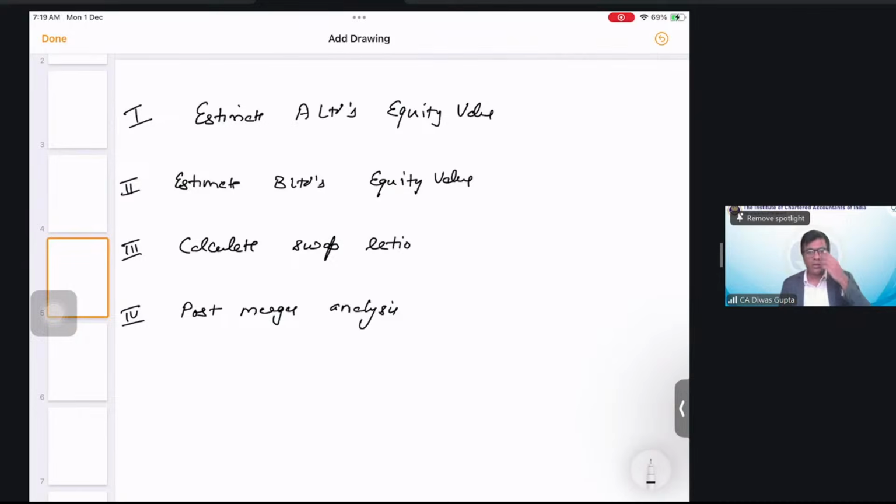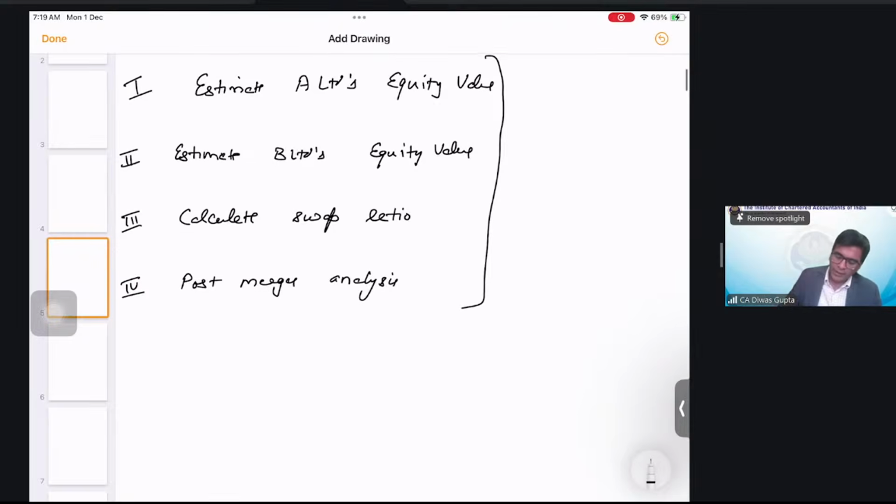So first we'll have to estimate the A Limited's equity value, then B Limited's equity value. That means the purchasing company's value, the selling company's value. Then the swap ratio. What is the swap ratio? We'll tell you how to calculate that. And the fourth part can be to do a post-merger analysis, because after merger, how the different KPIs have changed with regard to that. Okay.